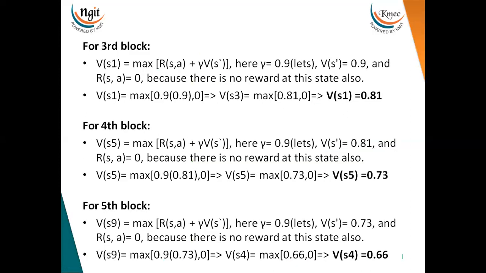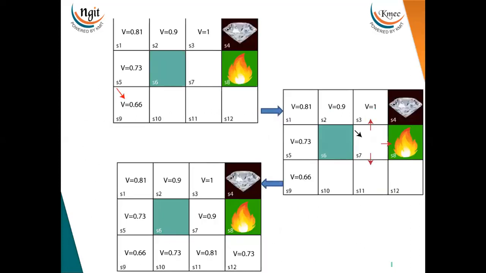In the same way, when I proceed to the third block, again 0.9 should be multiplied with 0.9. I will get 0.81. Now 0.81 should be multiplied with 0.9. I will get 0.73. Now when I am coming to the bottom block, that is S9, again multiply with 0.9 and you will get 0.66.